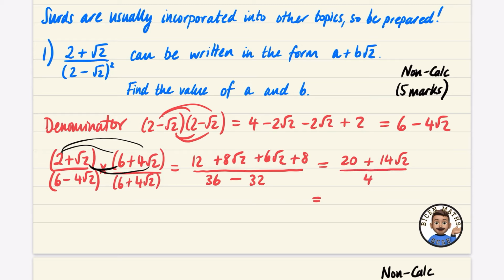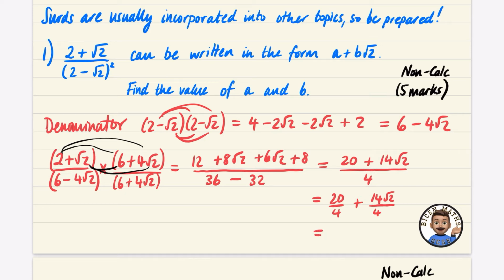So I'm going to split the numerator, because you'll notice it's split into two different parts, and we have the 20 over 4 as the first part, and then we have the 14 over 4 being multiplied by the root 2. In fact, I'm going to write it how I did in the previous ones, which was 14 root 2 over 4.